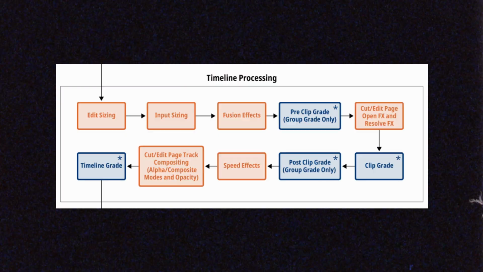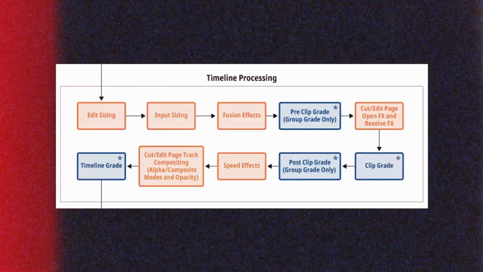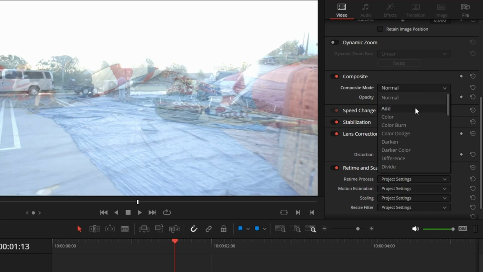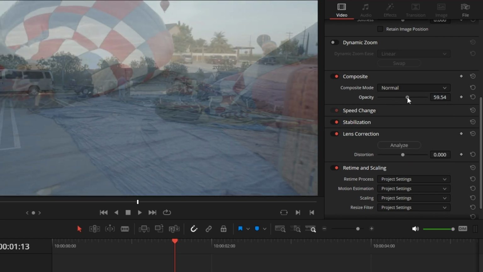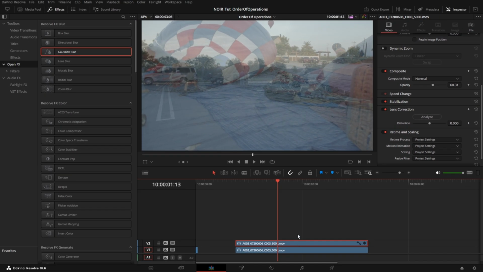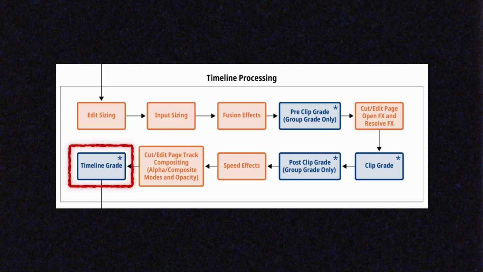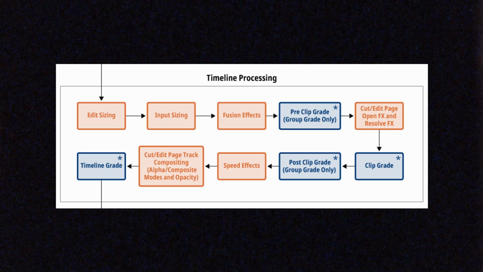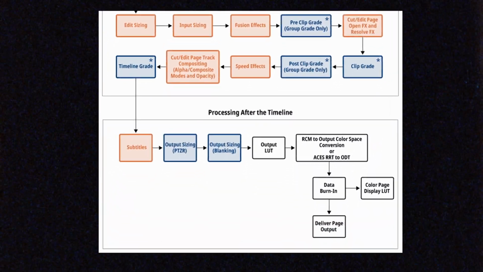So those are the speed effects, and then there is also the compositing inside the edit or in the cut page when you have multiple video tracks and you set the composite type to something like add or any of those options, or you play with the opacity. The way those video tracks are combined together is the compositing inside the edit page. And after that we have the timeline grade, which finishes up everything inside the color page with our final timeline color grading. So after the timeline processing, we go to all the processing after the timeline.